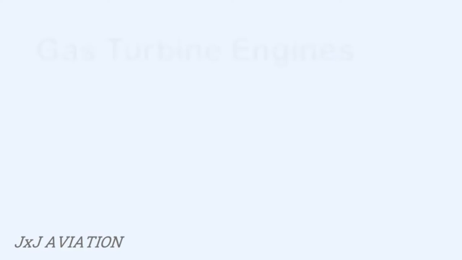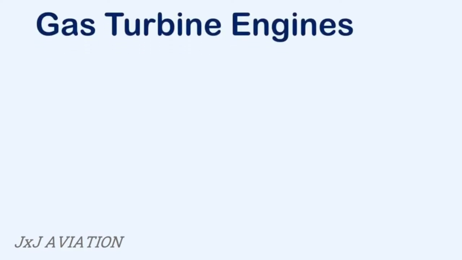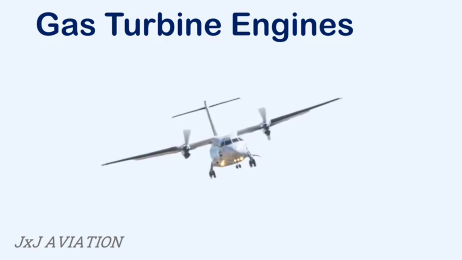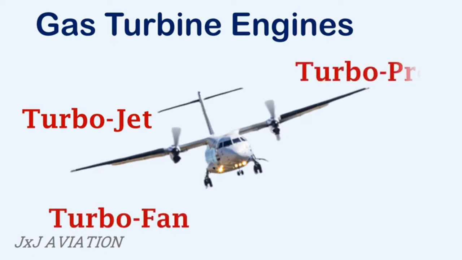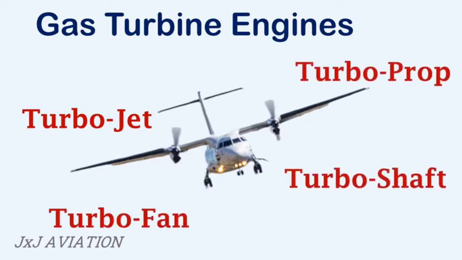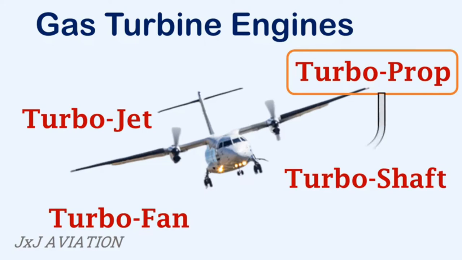First, let's take a look at the different types of gas turbine engines which can be installed on an aircraft. We can have turbojet, turbofan, turboprop, and turboshaft engines. In this video, we will look at turboprop engines as shown on this aircraft. We will see how the thrust is created, the basic construction of a turboprop engine, and why they are used on smaller, short-range aircraft.